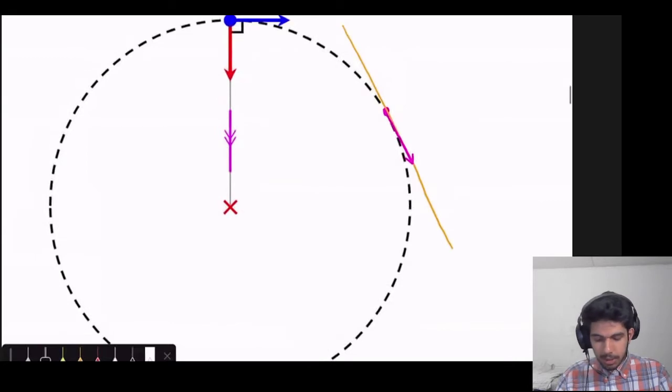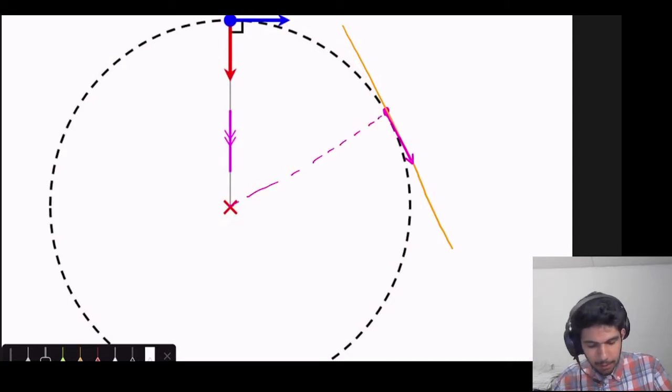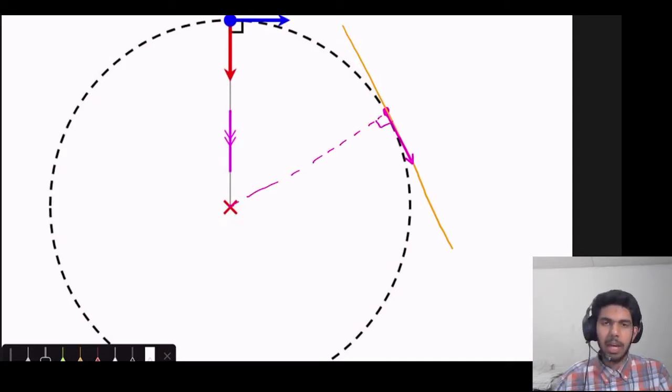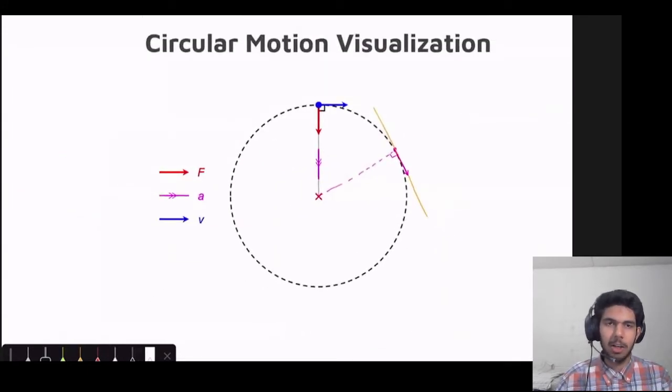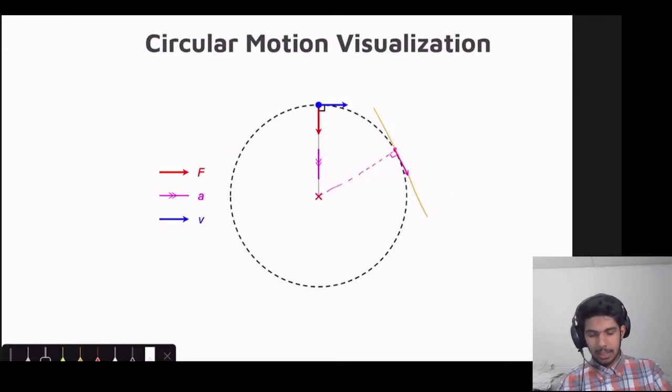And another thing to note is that if we draw the line from the center of the circle to the point, that forms a right angle with our velocity vector. So those are just a couple of tricks to help you determine what the velocity vector is. And then we see here that this is the force vector, that's pointing inwards, which is what we discussed previously, so that's good. And the acceleration is also pointing inwards, so that's good.